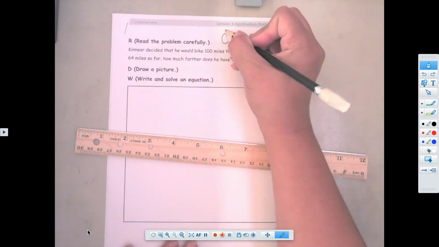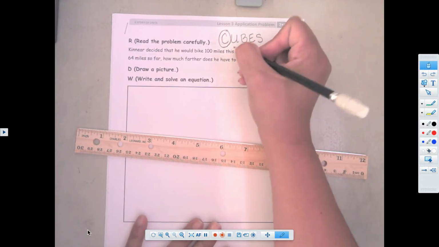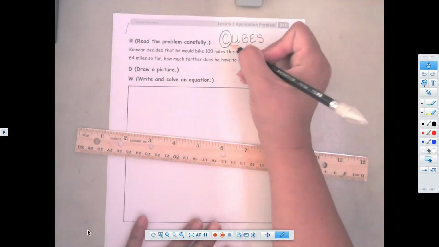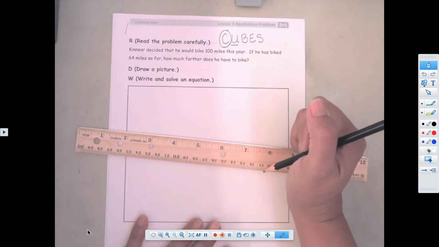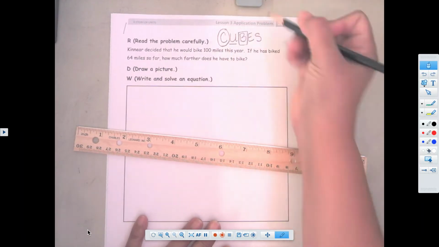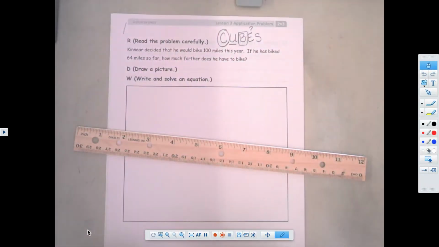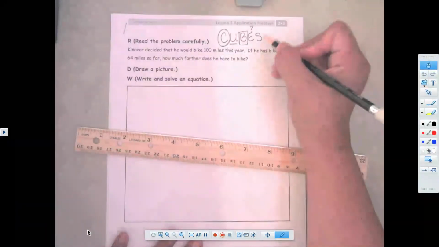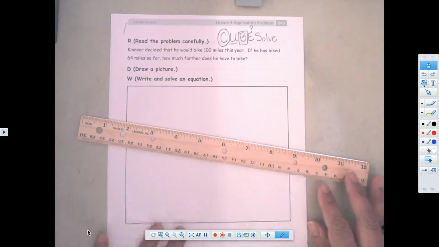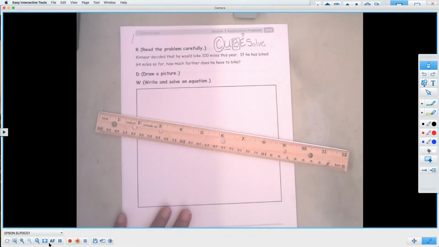So we're going to circle words. We're going to underline keywords. We're going to circle numbers that might help us solve the problem. We're going to box words that help us solve. We're going to evaluate and think, how are we going to solve this problem? And of course, the last thing we do is solve. Go ahead and write that on your activity sheet, boys and girls. Make sure you have it. I'll make this a little bigger.